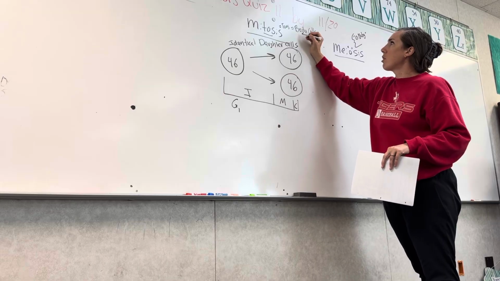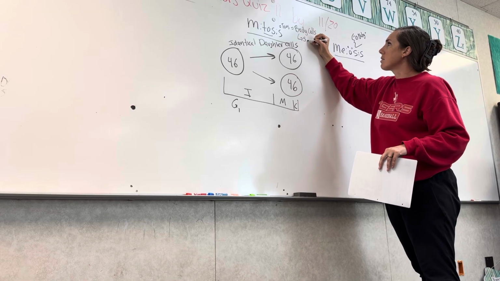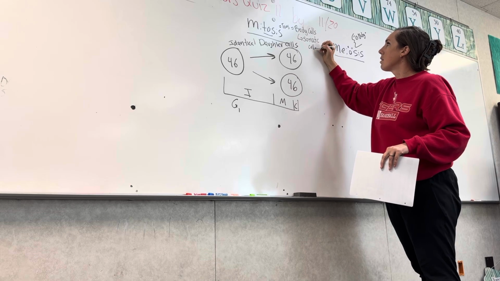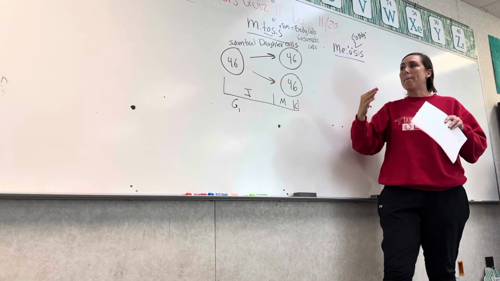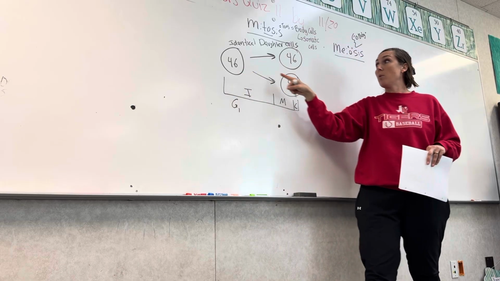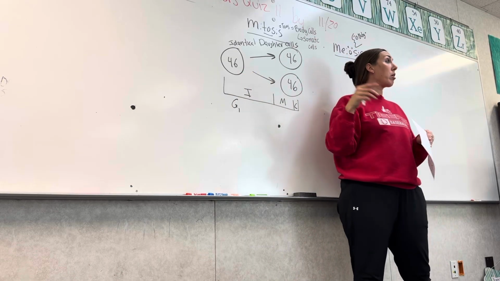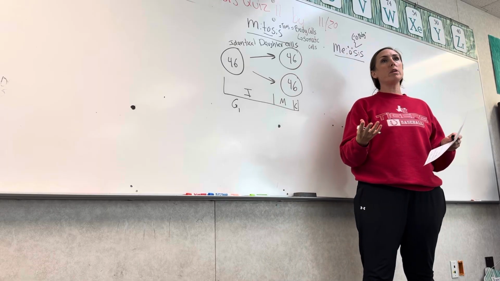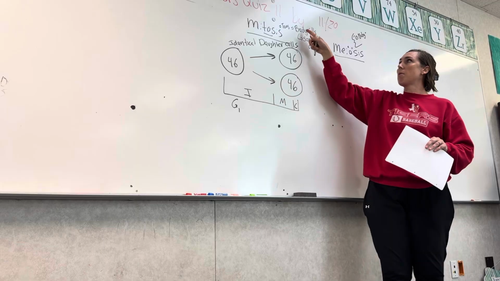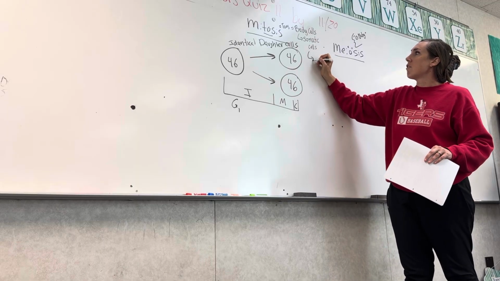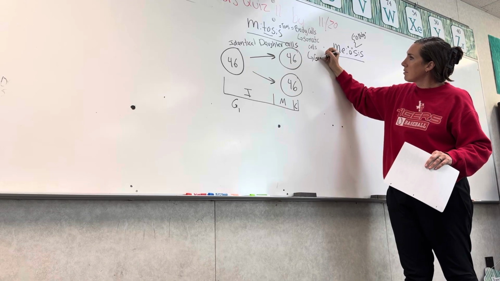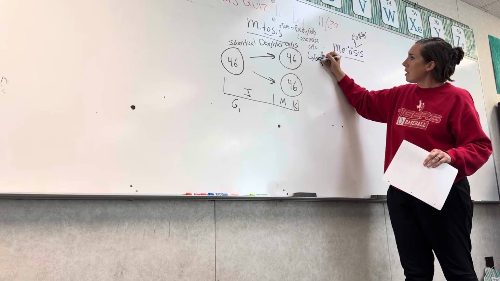Okay, so the new word for body cells is somatic cells. S-O-M-A-T-I-C cells. Now, body cells: you start off with the body cell and you end with two identical daughter body cells. Why would we want to do this? Growth and repair. So mitosis is for body cells, for growth and repair.